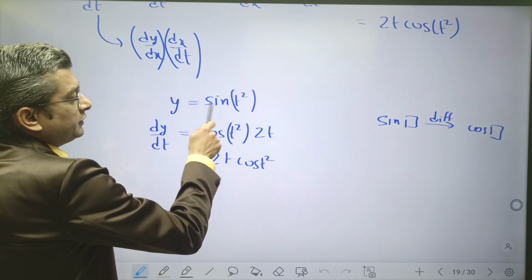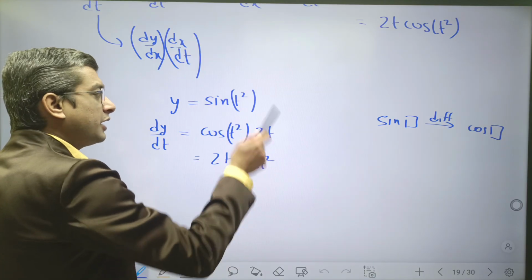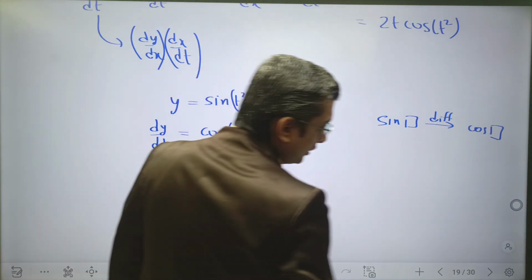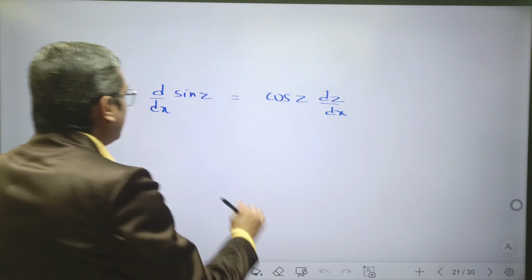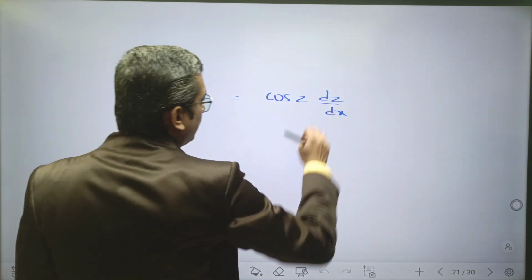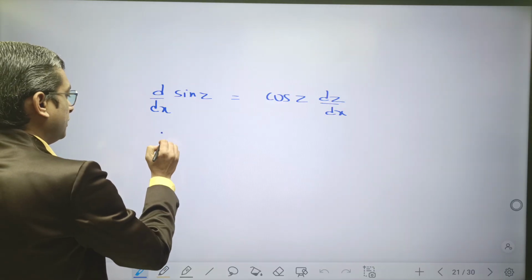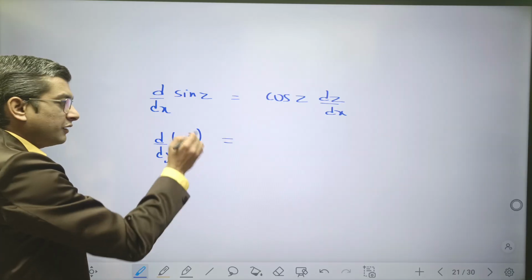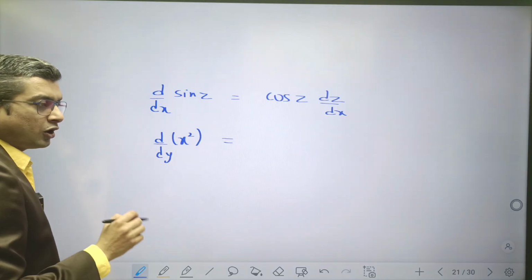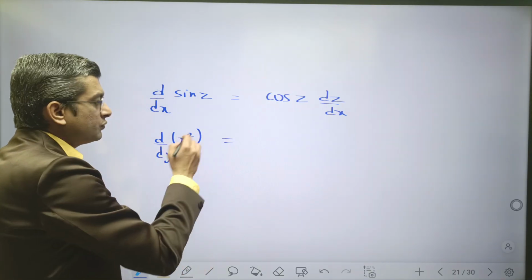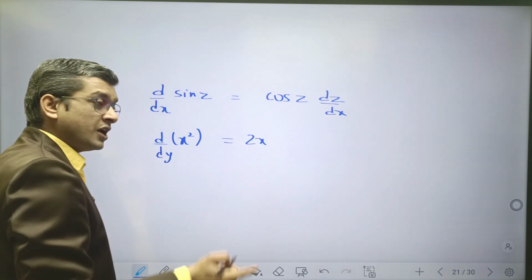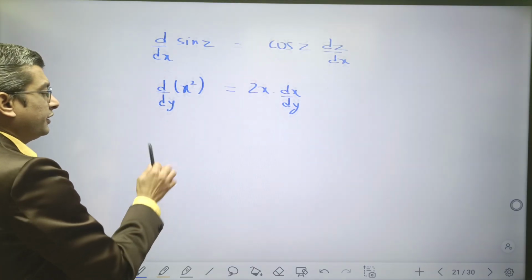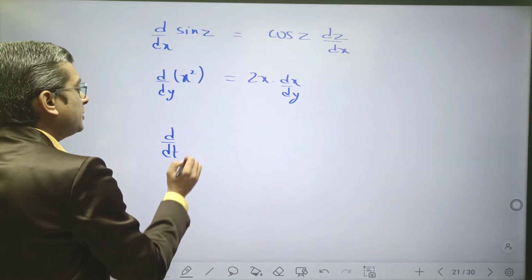So after differentiating sine, we get cos. Then we differentiated t square, that is d by dt of t square, and got 2t. Similarly, whatever function z carries, after that you have to differentiate it with respect to z. For example, d by dy of x square. Observe, the function is in x, but we have to differentiate it with respect to y. So we apply the formula for x to the power n. So this will be 2x. And after that, differentiate this x with respect to y. Are you getting it?